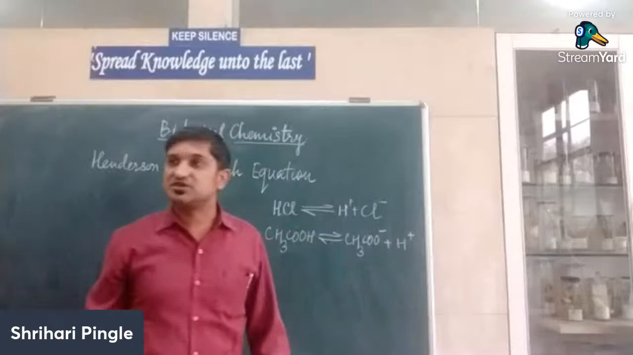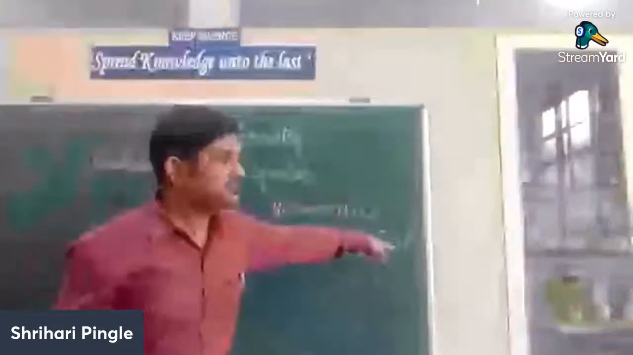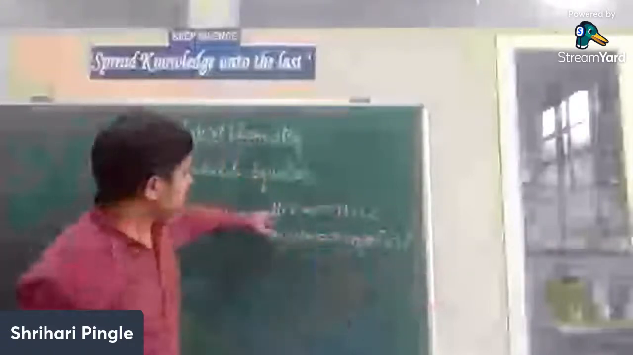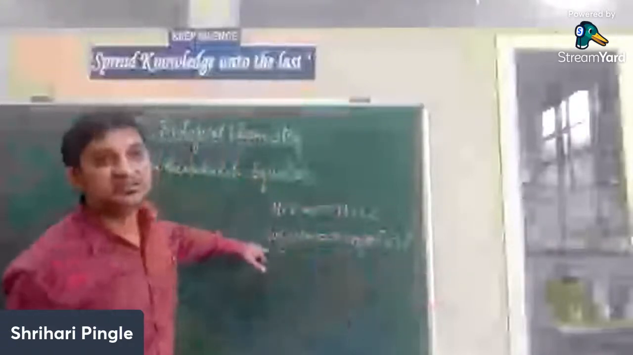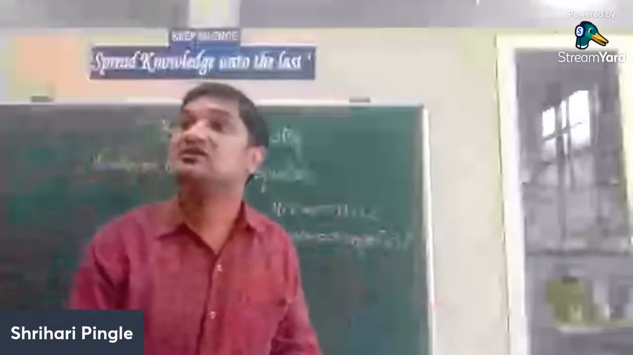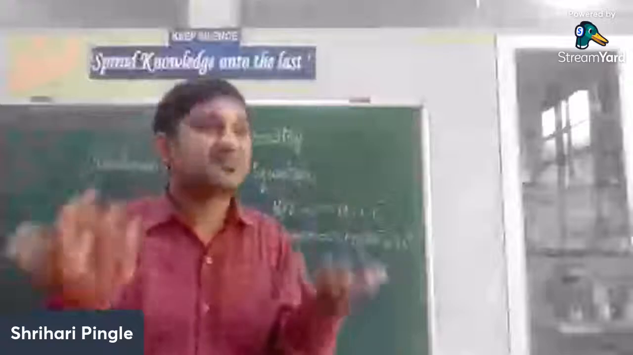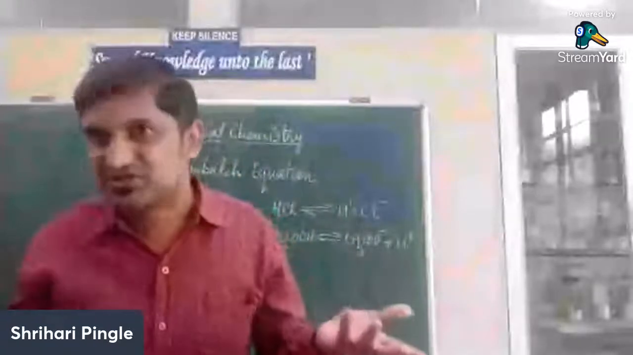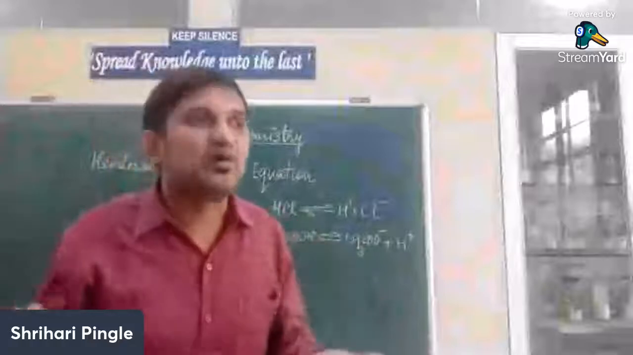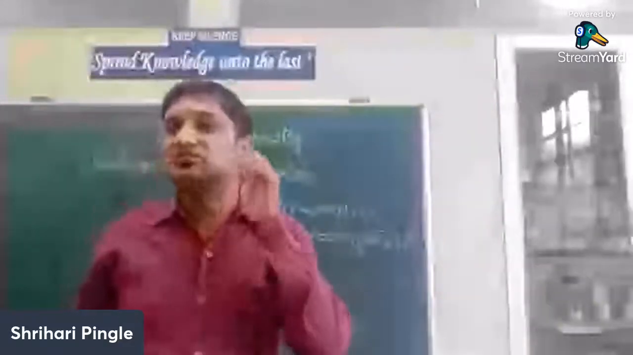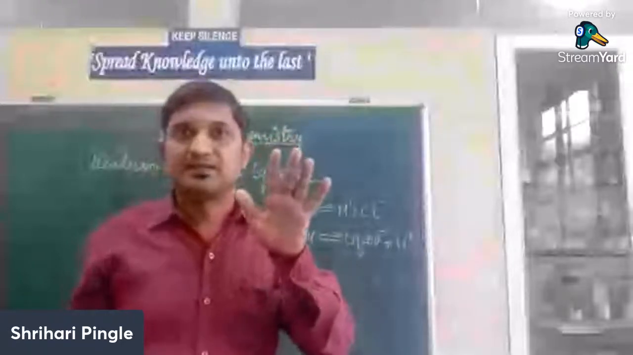HCl and acetic acid, they are acidic in nature because when they dissociate, they produce hydrogen ion. So both are acidic. Right? But this is a strong acid, this is a weak acid. And when we say it is a weak acid, that means it does not dissociate at a higher rate. So the number of ions that it will produce will not be much. It will produce a lesser amount of ions. Right? So this is one thing that you have to remember all the time.